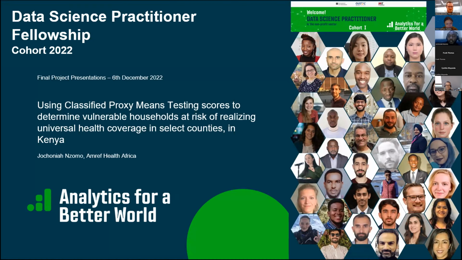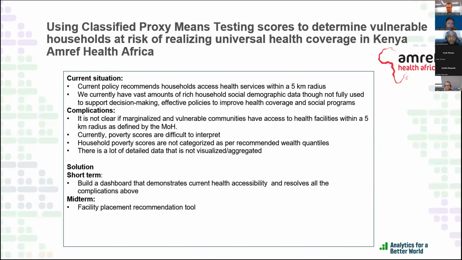Yes, so my project was on using classified proxy means testing to determine the vulnerability of households at risk of not realizing universal health coverage in select counties here in Kenya. Basically, the current situation is that we have a policy that recommends that households need to access health services within a 5-kilometer radius.